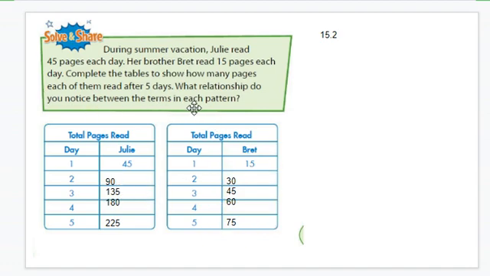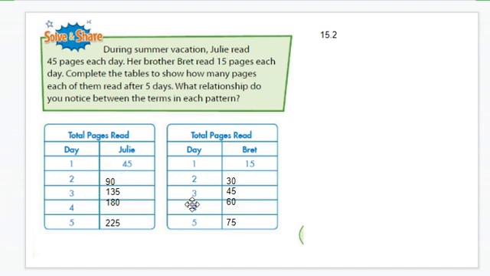So what is the relationship that we can notice between the terms? This is not as easy as yesterday's. Julie started off with day 1 just being 30 pages ahead of him, but every day it increases because she is continuing to read 45 pages each day, while Brett is only reading 15 pages each day. So this relationship is not as simple as saying Julie is always reading X amount of pages more than.